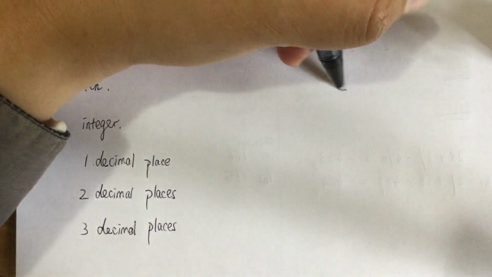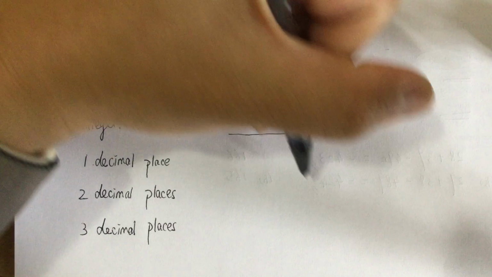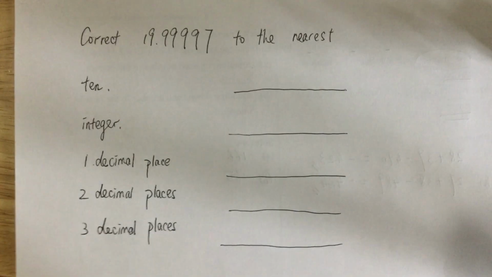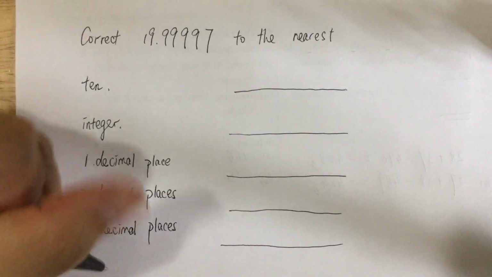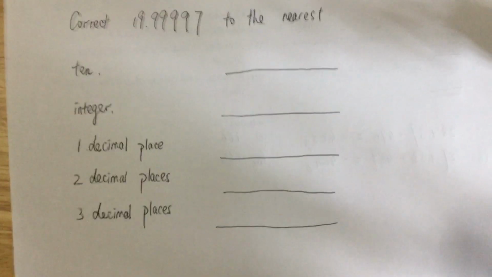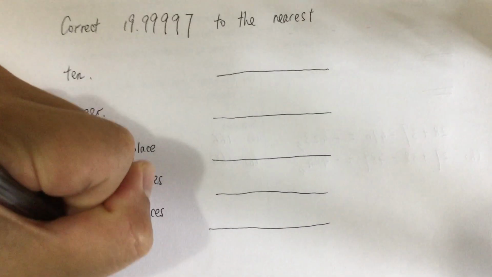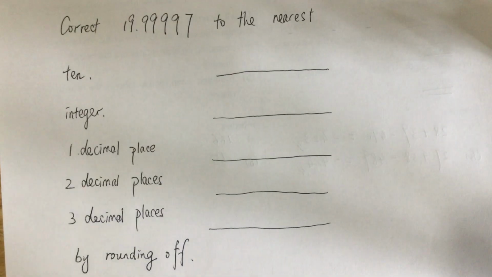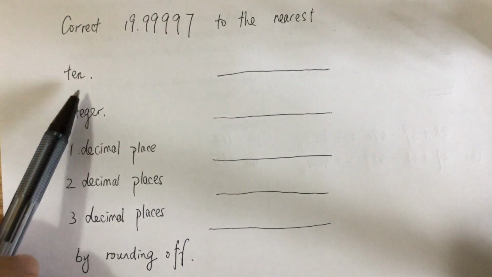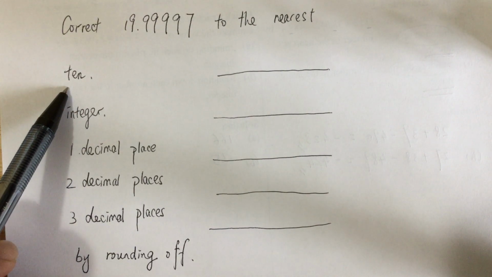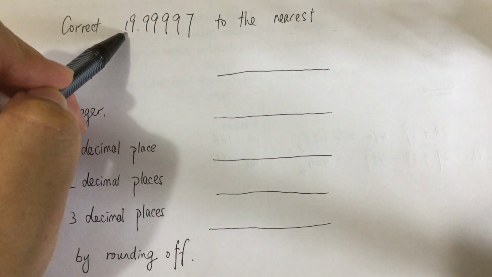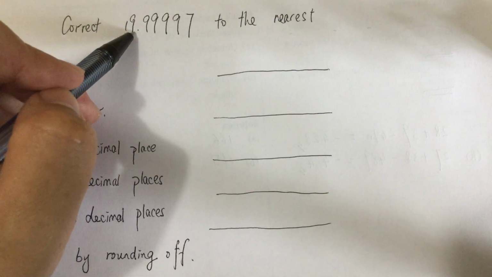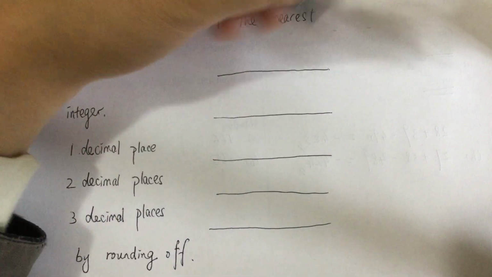For Form 1 students, we are going to calculate these 5 questions. We are going to find the answer to the nearest 10 by rounding off. I'm just writing down by rounding off first. For the nearest 10 it is easy. We only consider this number 1, and then we consider whether the 9 makes it bigger or smaller. 9 is bigger than 5, so I will add one more. So this is 20.